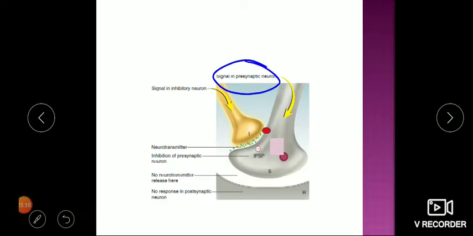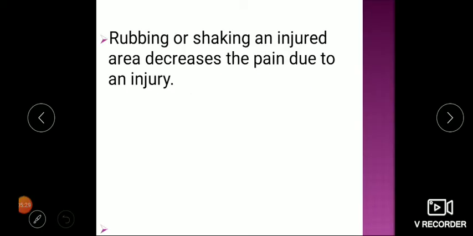So because of this, what happens? There is no further action of this on here. So it will not be able to stimulate the postsynaptic terminal of the pain fiber. So because of this, there creates a block. So this is basically the gate, that is the dorsal horn. So the dorsal horn is acting as a gate which we can utilize to block the pain sensation.